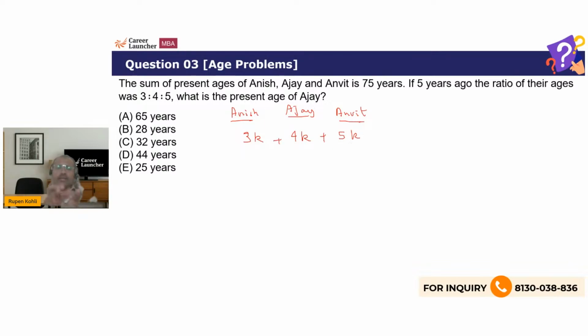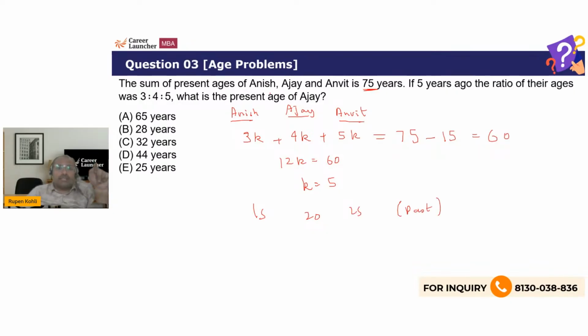Everybody would have aged 5 years by now. So 5 years ago, each of them was 5 years younger. So minus 5 three times, minus 15. So from this 75, minus 15 should be the sum of the ages 5 years ago, which gives me 60. So this is 12k equals 60. So my k is 5. Therefore, the ages of Anish, Ajay, and Amit 5 years ago are respectively 15, 4 into 5, 20, and 5 into 5, 25.